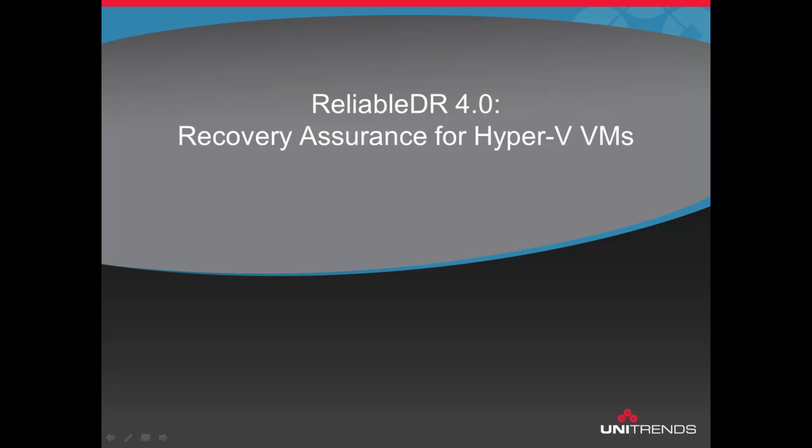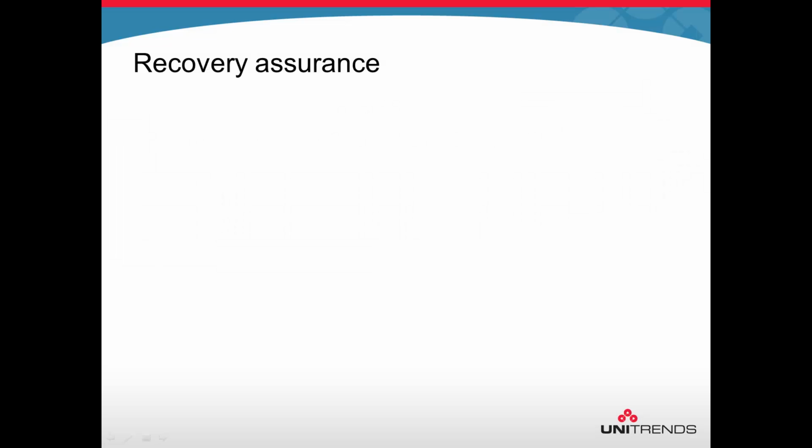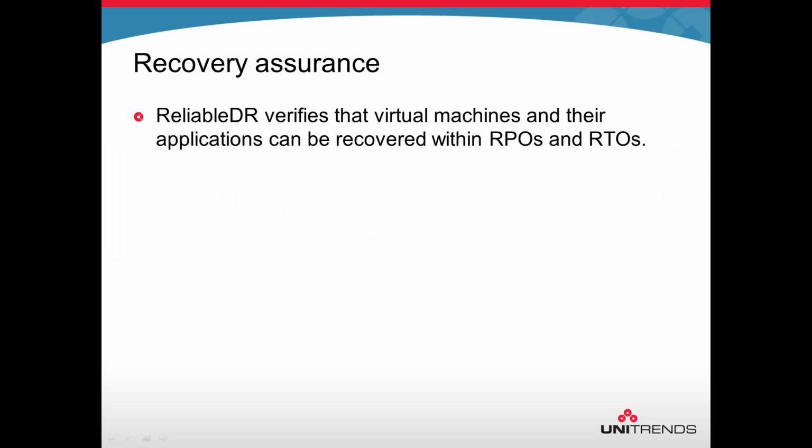Welcome to ReliableDR 4.0, Recovery Assurance for Hyper-V Virtual Machines. This video introduces a new feature of the ReliableDR 4.0 release and explains how it provides recovery assurance for your Hyper-V virtual machines. ReliableDR provides recovery assurance by verifying that your Hyper-V virtual machines and their applications can be recovered within your recovery point and recovery time objectives.